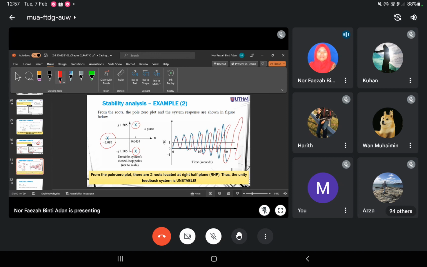And then sekarang dah pukul 1, so I don't think I can cover much now. Saya just briefly tell you apa yang penting kena tengok dalam chapter 3. So chapter ni ada yang tanya ke for the stability?